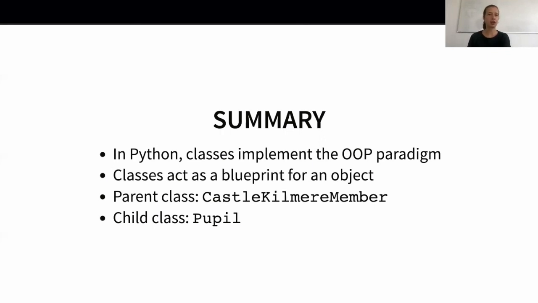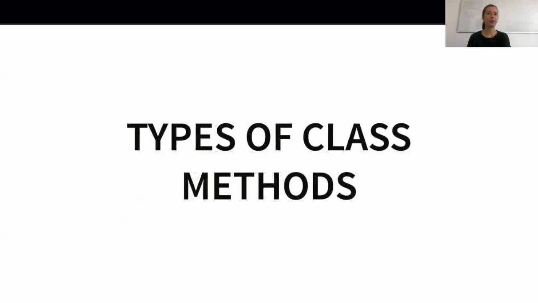However, you should be careful not to use too many layers of inheritance because it adds complexity and might make your code harder to read. Our magical universe now contains already Castle Kilmere members and pupils. With inheritance, we could also create classes like a professor and a ghost class. This concludes our first section. In this first section, we already created the classes Castle Kilmere, Pupil, and Professor and Ghost.